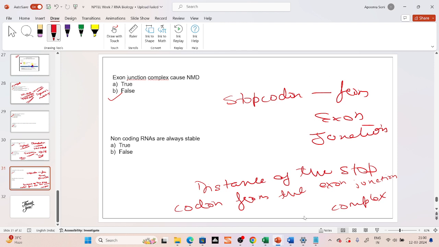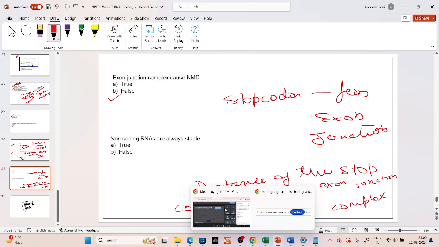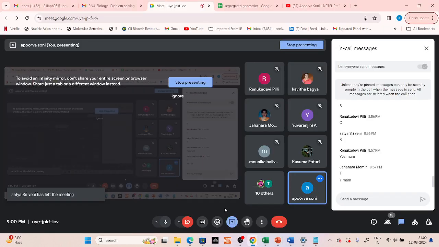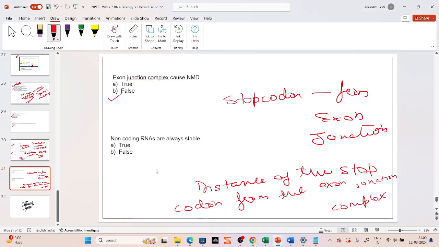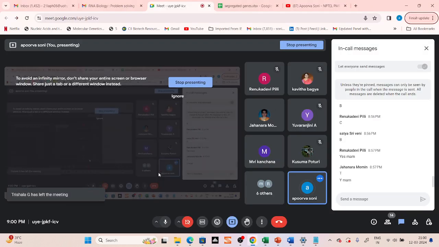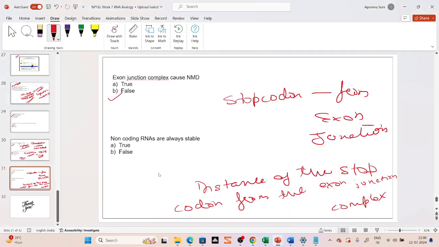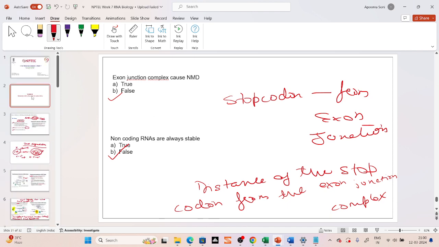Let's see. Okay. So the correct answer is, again, okay, anybody wants to say anything? False. Yes. So non-coding RNAs are not always stable. False. Okay. So with this, we have completed our today's lecture.